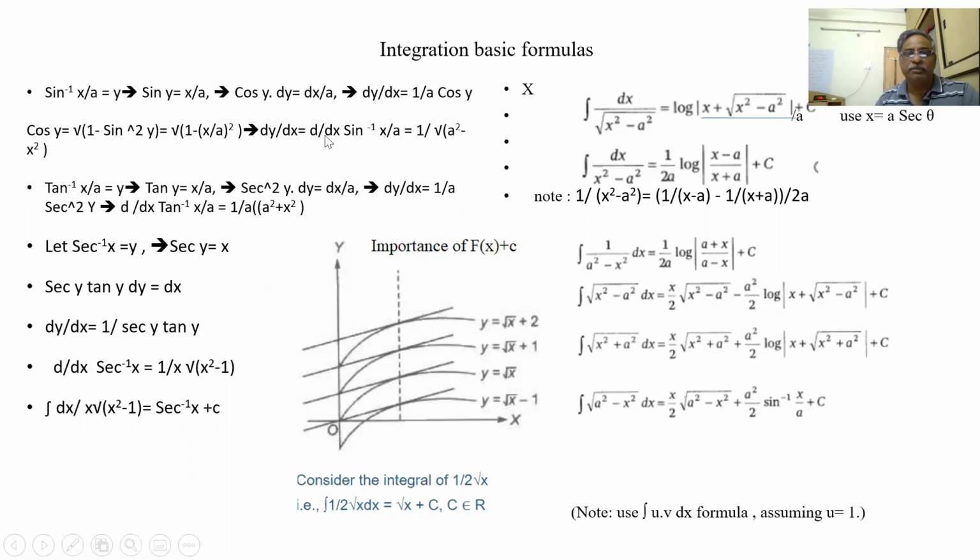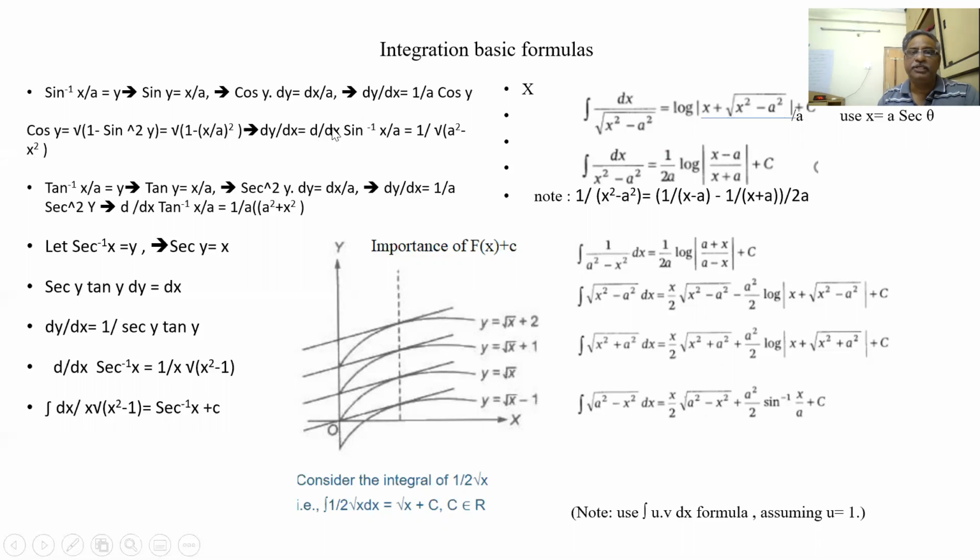Here the same I have substituted. Dy by dx. What is y here? Y is sine inverse x by a. So differentiation of sine inverse x by a is equal to 1 by square root of a square minus x square by a square. If a comes out of the root, it will become a. This a and this a will get cancelled. So what we are left with is 1 by square root of a square minus x square.